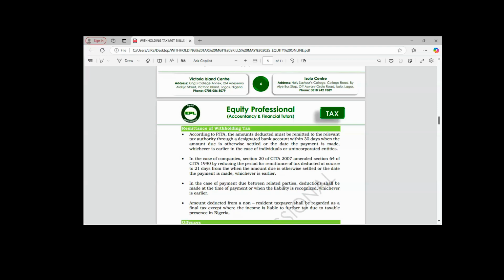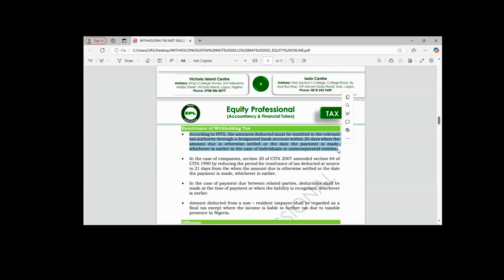Then, after we have deducted, you don't just sit down and say, yes, I have deducted, let me use the money. There is a time limit to remit that withholding tax. Where the payment relates to an individual, you have within 30 days, when the amount is due or the date of the payment.